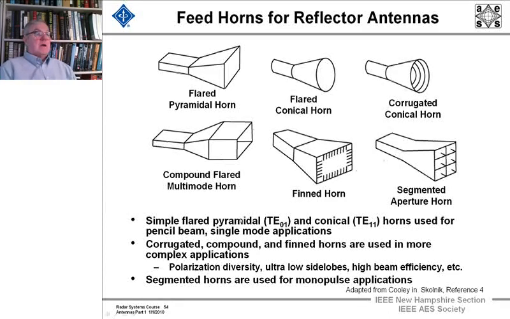Simple flared pyramidal horns, TE101 and 11 horns are used in pencil beam and single mode applications. Corrugated, compound, and finned horns are used in more complicated applications, where you want to have polarization diversity, ultra-low side lobes, and high beam efficiency. And segmented horns are used for monopulse applications, where these are effectively 6 different horns that come out. This drawing of mine doesn't quite do it.